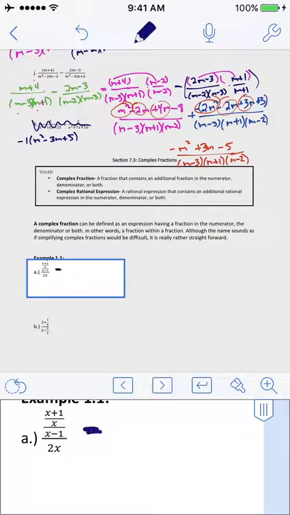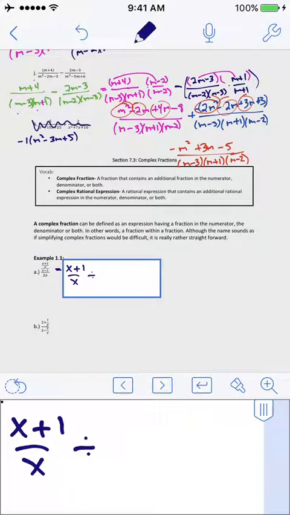Let's rewrite this one. I've got, here's the numerator, x plus 1 over x, divided by the denominator, x minus 1 over 2x. Yeah, they're both fractions, but now it's something we've seen before. Okay, so rewrite it as a division problem. They are no longer complex fractions.